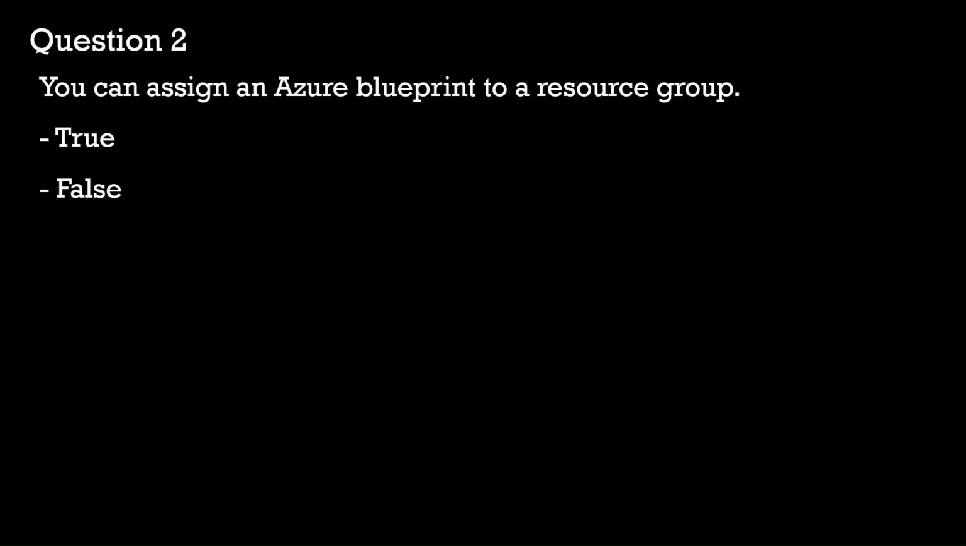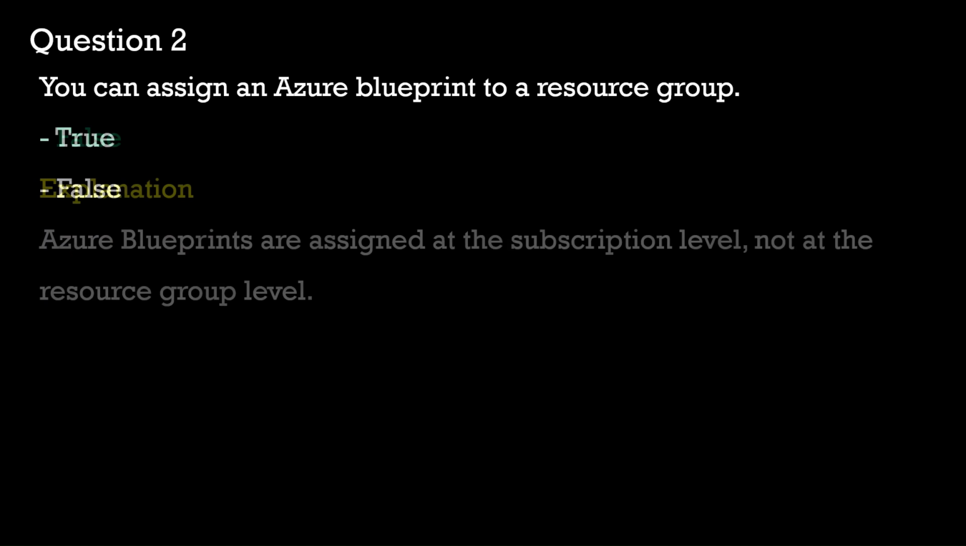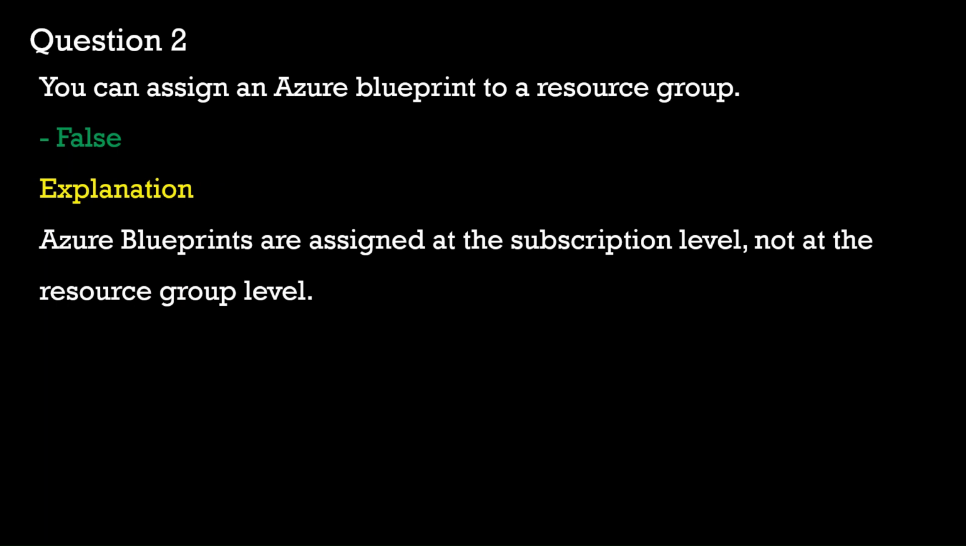You can assign an Azure blueprint to a resource group, true or false. We'll be going with false here. Azure blueprints are assigned at the subscription level, but not at the resource level. Now, while a blueprint can contain resource groups and resources that will be deployed into those groups, the assignment itself must be to a subscription.